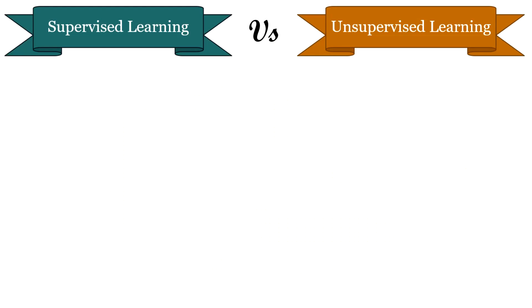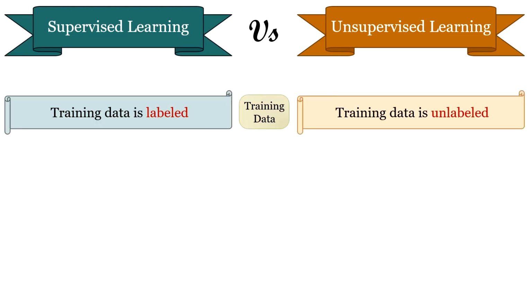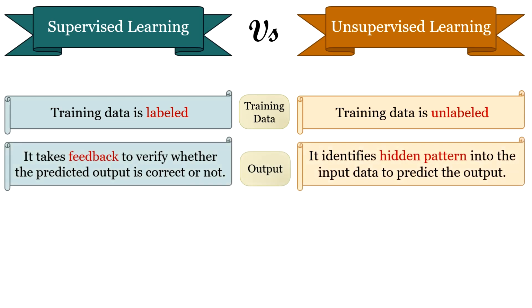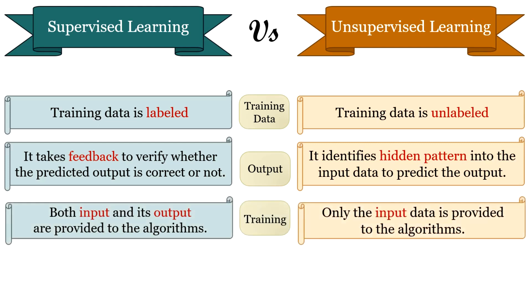Now let us move toward the differences between supervised learning and unsupervised learning. In supervised learning, training dataset is labeled, whereas in unsupervised learning, training dataset is unlabeled. In supervised learning, algorithms take feedback to verify whether the predicted output is correct or not, whereas in unsupervised learning, the algorithm identify a hidden pattern in the input dataset to predict the output. In supervised learning, both input and its output are provided to the algorithm, whereas in unsupervised learning, only input dataset is provided to the algorithm.